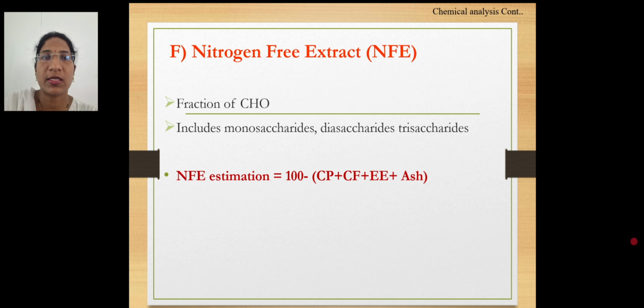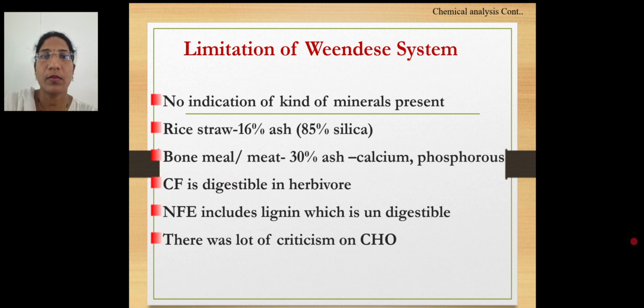These are all CP, CF, EE, long form, we have seen. Then the limitations of this Weende system or proximate system: no indication of any kind of mineral presence. Then rice straw contains 60% ash and 85% silica.